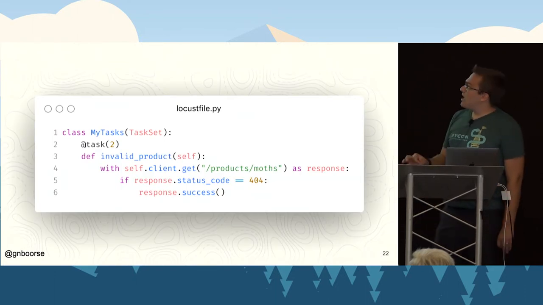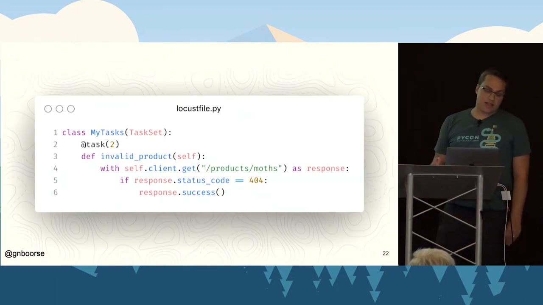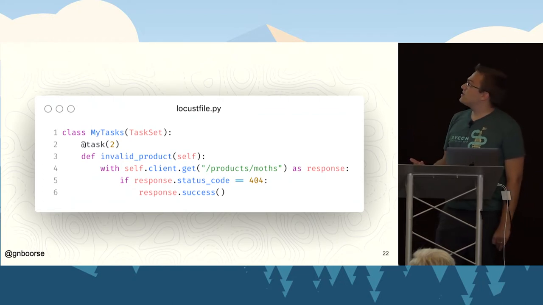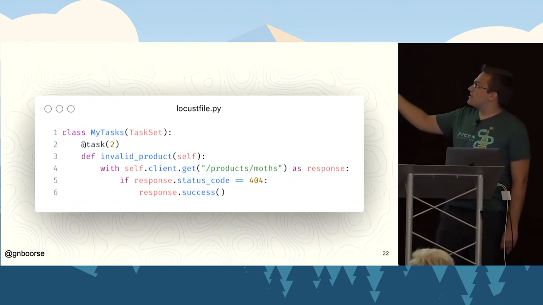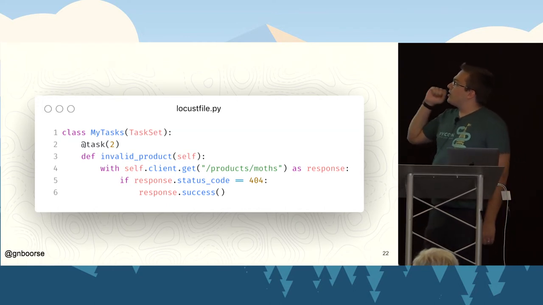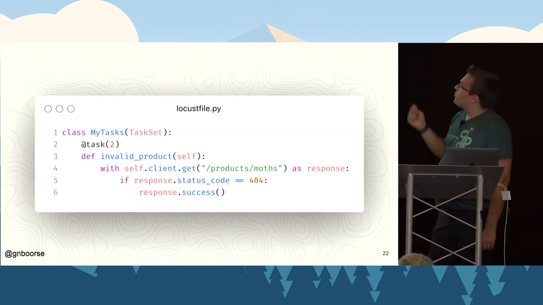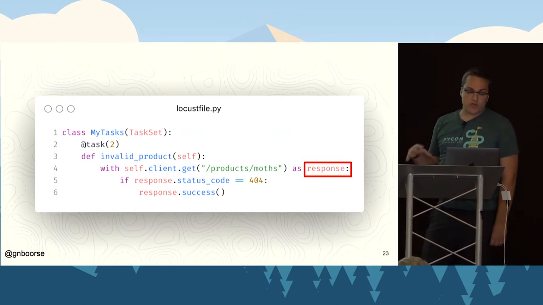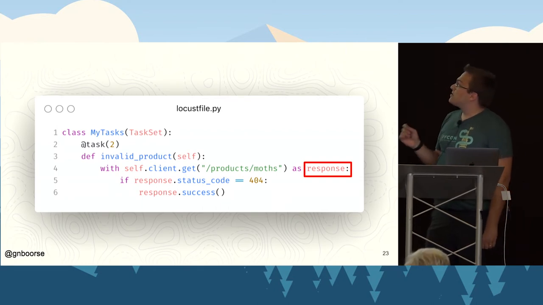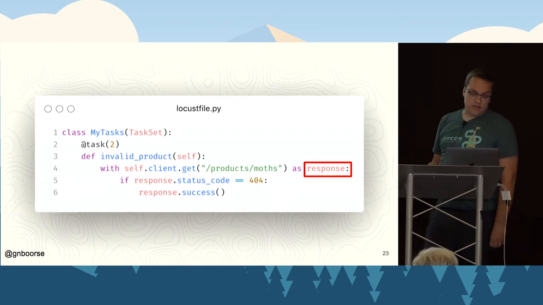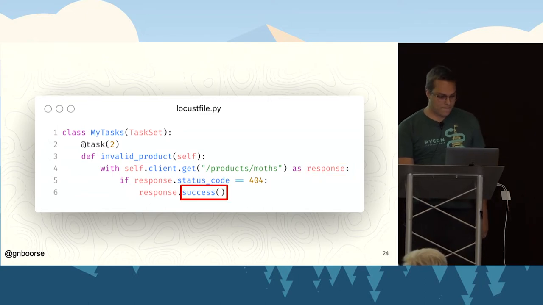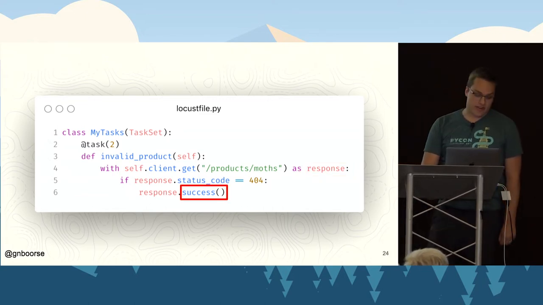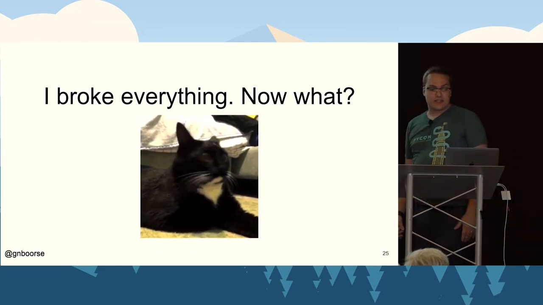All right. So maybe there are situations where having a status code of 200 isn't necessarily what we want to use to define success and failure. So in this test, here's another example, right, where you're gathering the response with a with statement, and then you're checking if the status code is a 404. And if it's a 404, maybe that's successful in your load test, right? And the thing to keep in mind here is that the response object is a wrapper provided by Locust, where it has methods that you can use to define the success or failure of your tests.